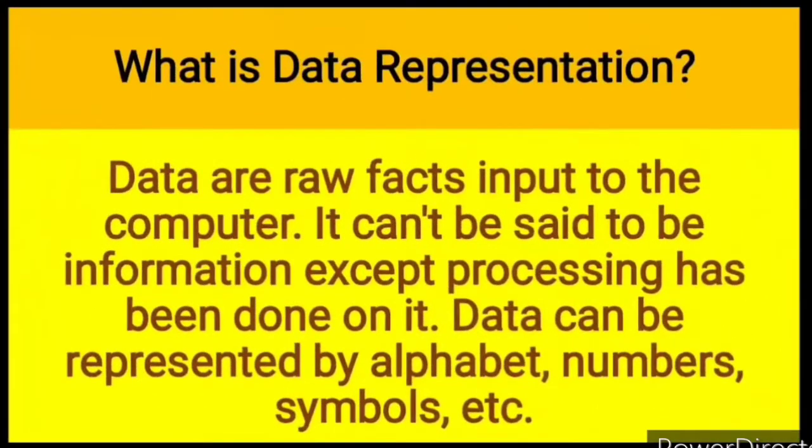What is data representation? But first of all, we have to know what data is. Data are raw facts input to the computer. It can be said to be information except processing has been done on it. Remember, when data is being processed, they are called what? Information. Data can be represented by alphabet, numbers, and symbols.